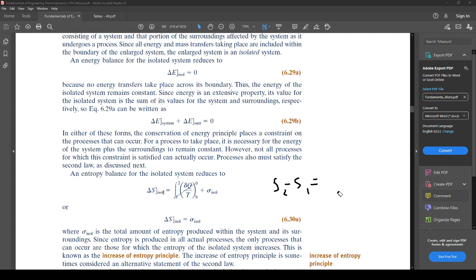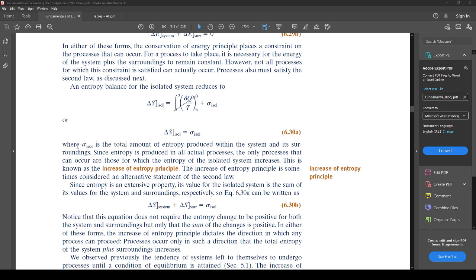Because there was no heat transfer. What was I trying to say? It was a heavily insulated system. So we said no heat transfer was able to leave. So therefore, the entropy change was only defined by how much entropy was produced during the process in between.